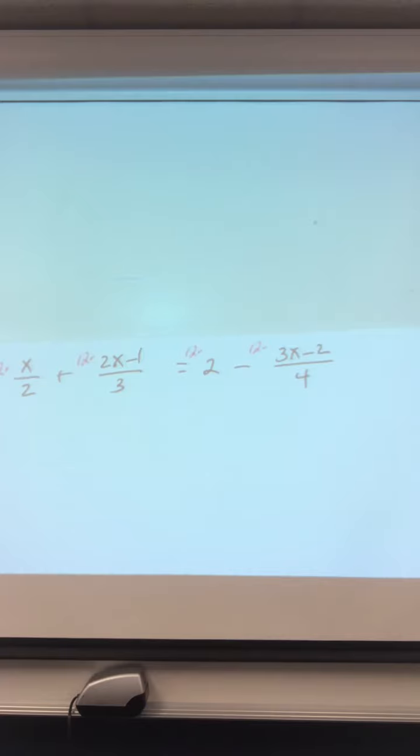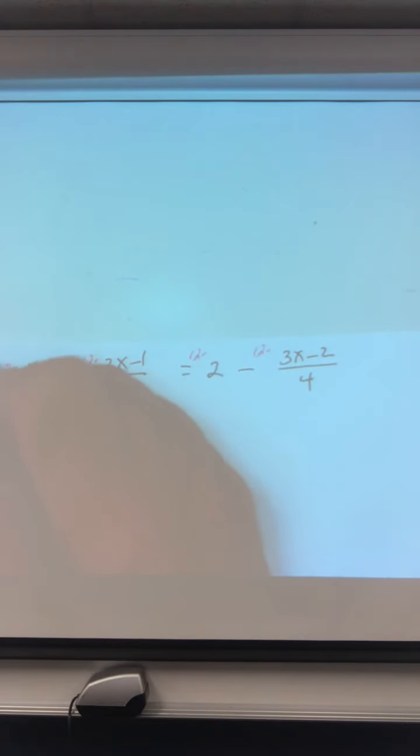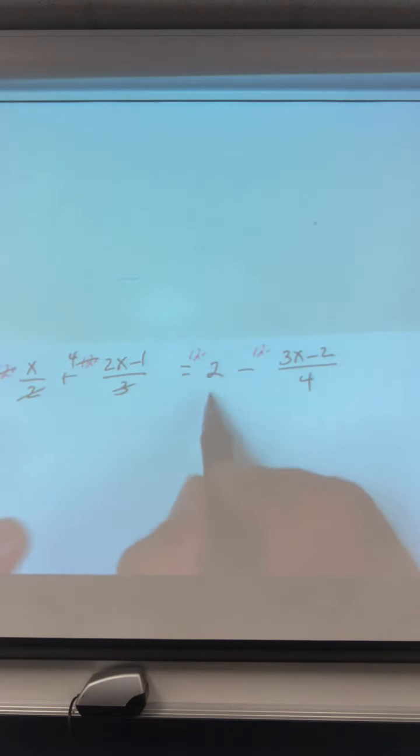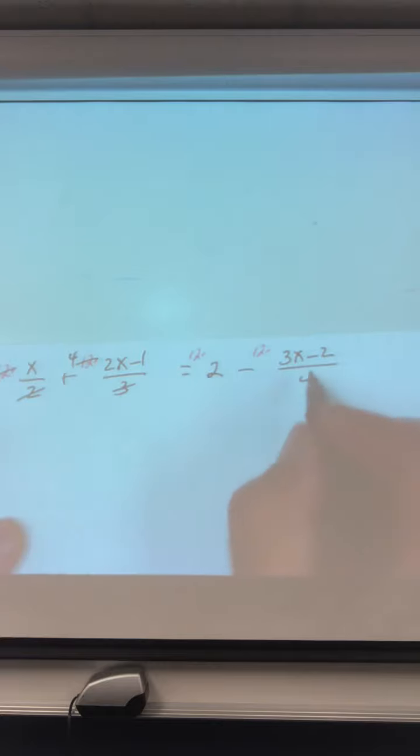What are our 3 famous words? Cross, cancel first. So 2 goes into 12, 6. 3 goes into 12, 4. If you're not careful, you'll say 2 goes into 12, 6. That 2 is not in the denominator. It's in the numerator. This is 2 over 1, so there's no canceling here. But then 4 goes into 12, 3.